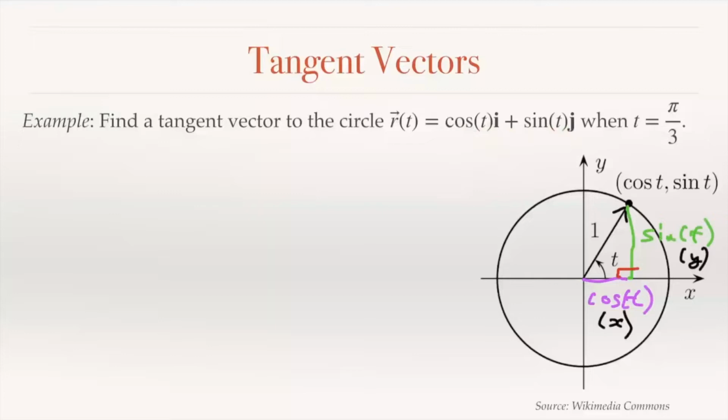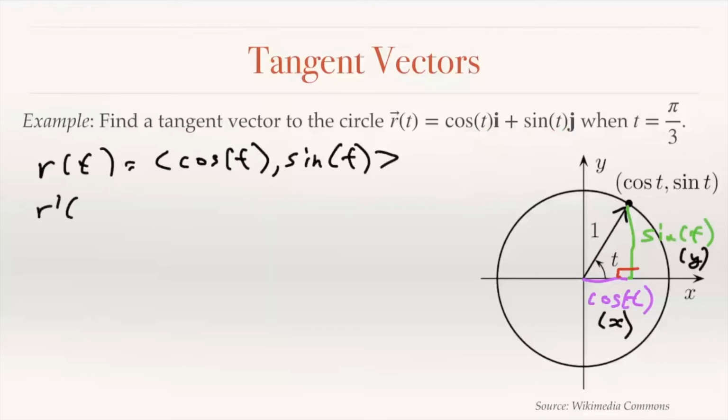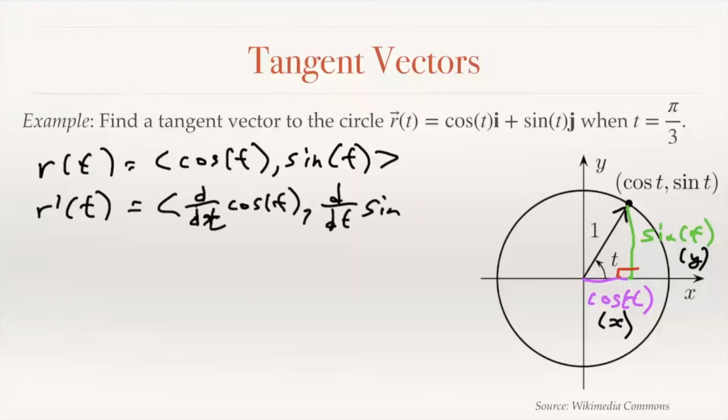Okay, so r of t has these components cosine of t, comma sine of t, and r prime of t contains the derivatives of the respective components. So d dt of cosine t, d dt of sine t, and that is negative sine of t, comma cosine of t. So that's a general tangent vector.